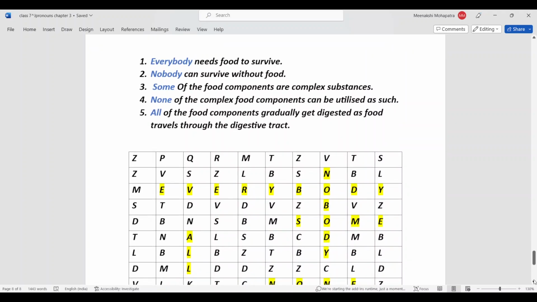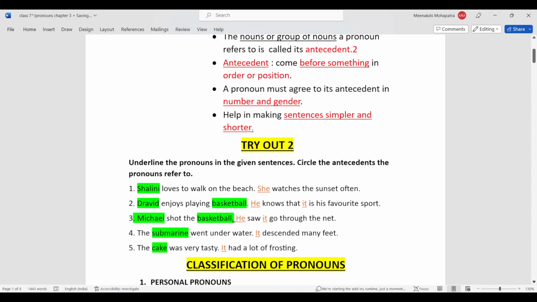Now, everybody needs food to survive. 2. Nobody can survive without food. Number 3. Some of the food components are complex substances. Number 4. None of the complex food components can be utilized as such. Number 5. All of the food components gradually get digested as food travels through the digestive tract. Now, children, you have to fill in the table according to the answers.